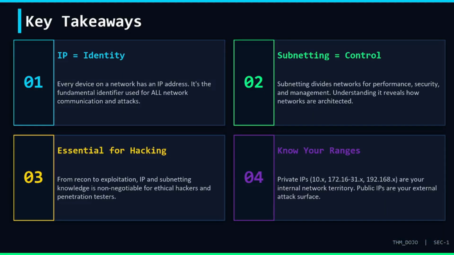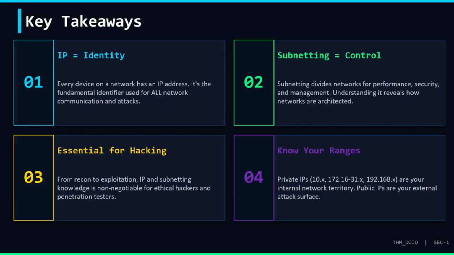So what are the key takeaways from today's video? First one is the IP, which we call identity. Every device on the network has an IP address. It's the fundamental identifier used for all network communication and attack. The second one is subnetting, which we call control. Subnetting divides the network for performance, security, and management. Understanding it reveals how networks are architected. Third one is essential for hacking. From reconnaissance to exploitation, IP and subnetting knowledge is non-negotiable for ethical hackers and penetration testers.